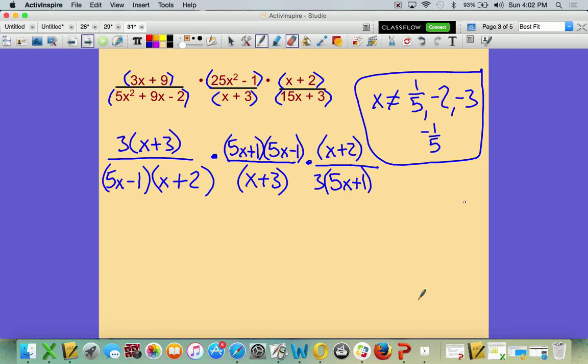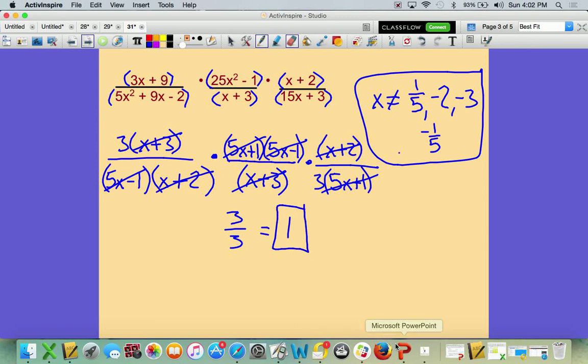So all 4 of those x cannot equal, but then when we simplify, x plus 3's are gone, 5x plus 1 is gone, 5x minus 1 is gone, x plus 2 is gone. We are left with a 3 on top over 3. So this whole thing equals 1 as long as x doesn't equal any of those numbers there. Alright, lots of simplifying that can be done in some of these. Sometimes, just like the last one, there's not a whole lot that can be done. Other times you cross out pretty much the entire thing. Alright, and that's how we got left with a 1 here.